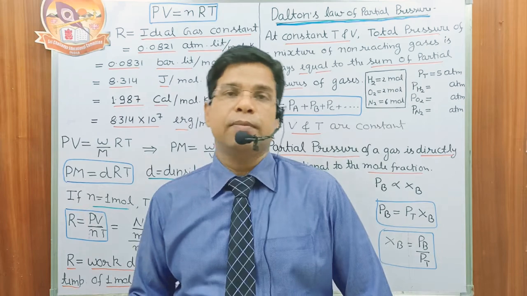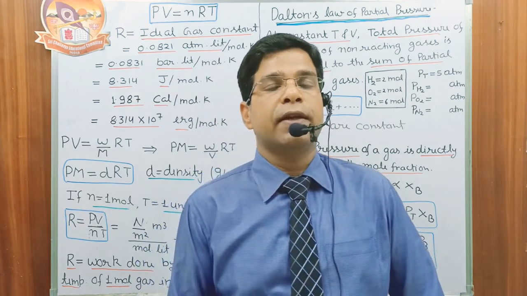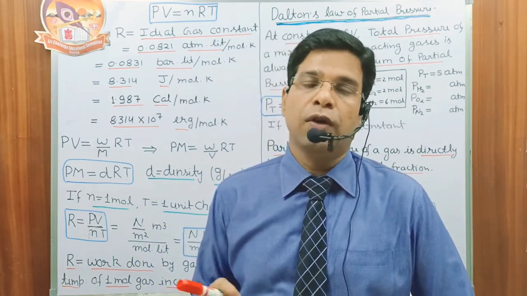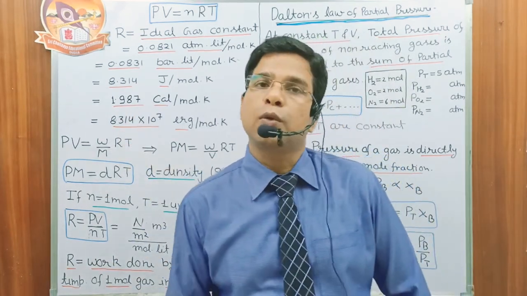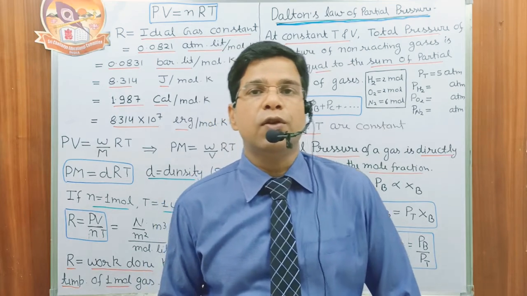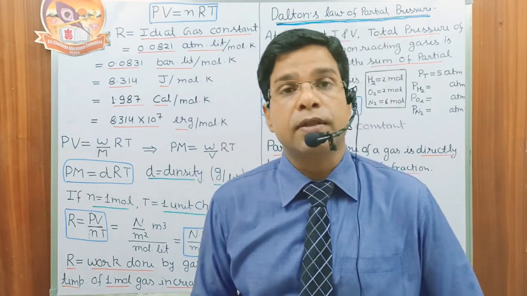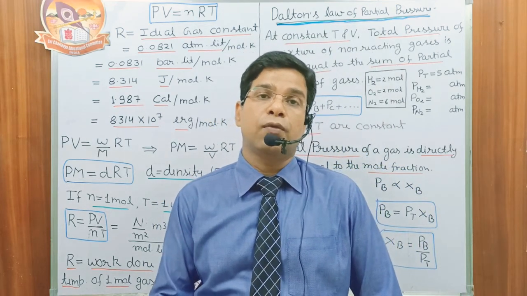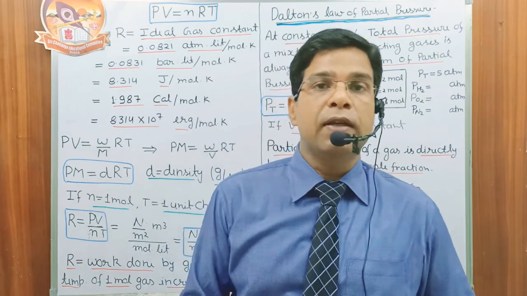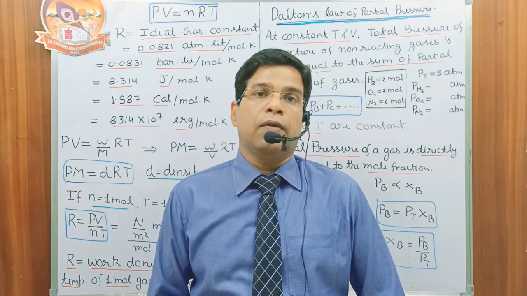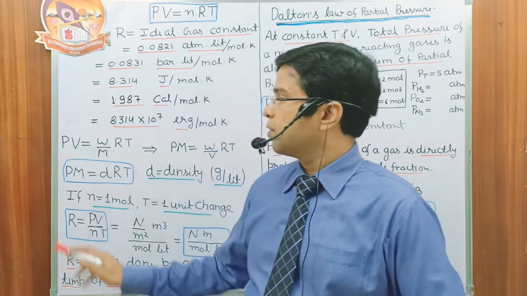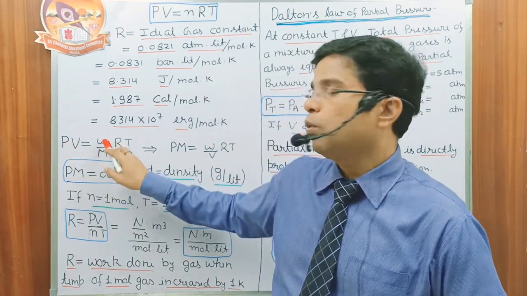This value is sometimes simply written as 2 in calculations, meaning this 1.987 we can take as 2 simply. Next value of R in the CGS system is 8.314 into 10 to the power 7 erg per mole per Kelvin.